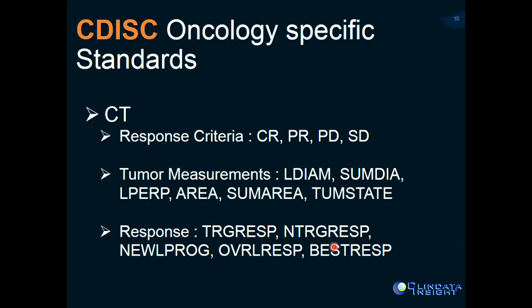In control terminology, in response criteria, there are complete response, partial response, progressive disease, and stable disease. In tumor measurements, there are longest diameters, sum of diameters, longest perpendicular diameters, area, sum of area, and tumor state. In response, there are target response, non-target response, new lesion progressions, overall response, and best response.